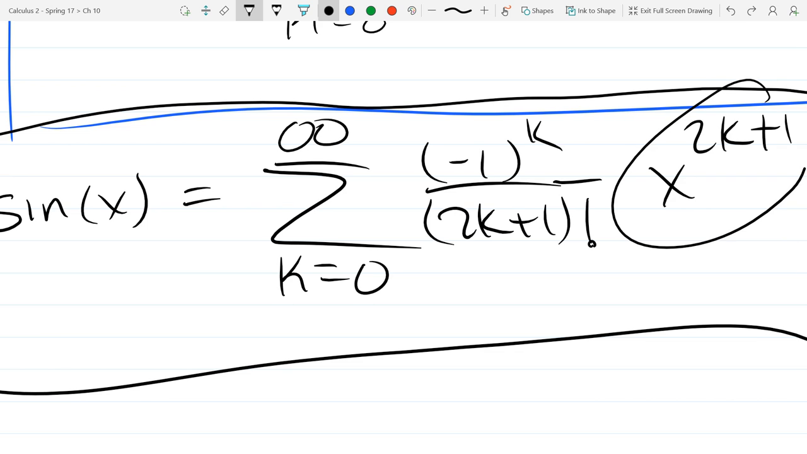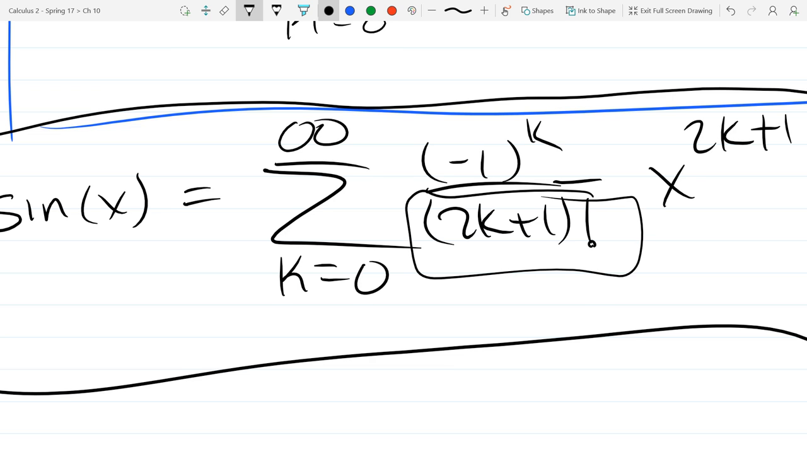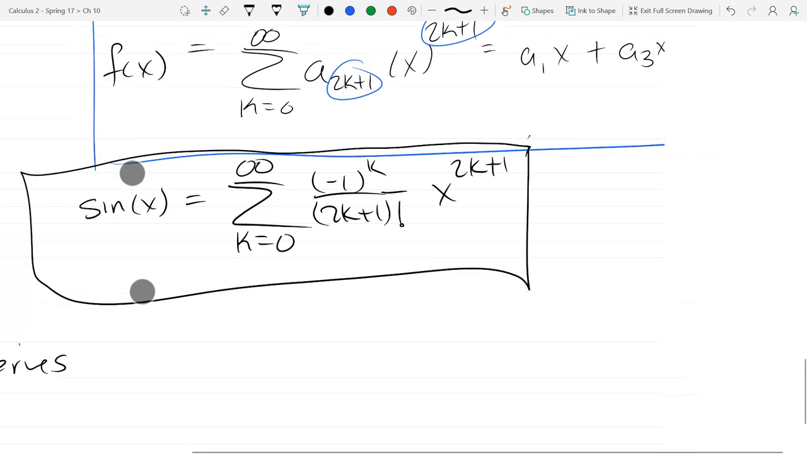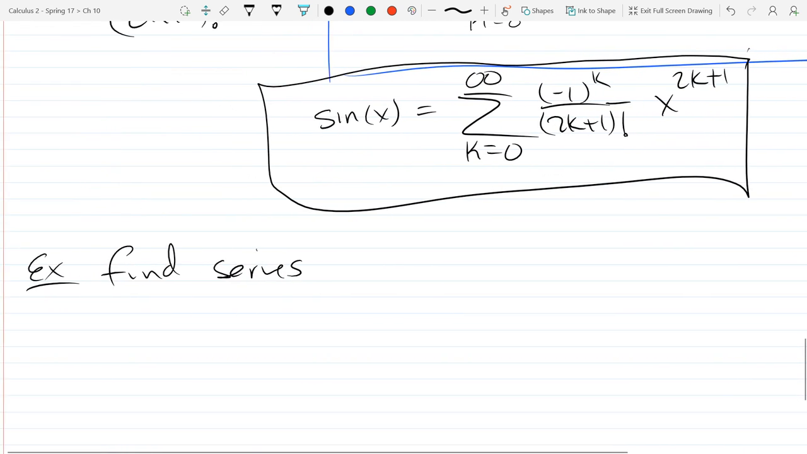You don't really want to go limit comparison, or any comparison test, because x can change. So you're going to compare it with another series that has an x in it that would completely change. So you really need to go root or ratio, and generally go ratio, unless this right here was maybe 5 to the 2k plus 1, then I would go root. But because it's not raised to a k power, I would not use the root test here. So ratio would be the best to check for convergence.